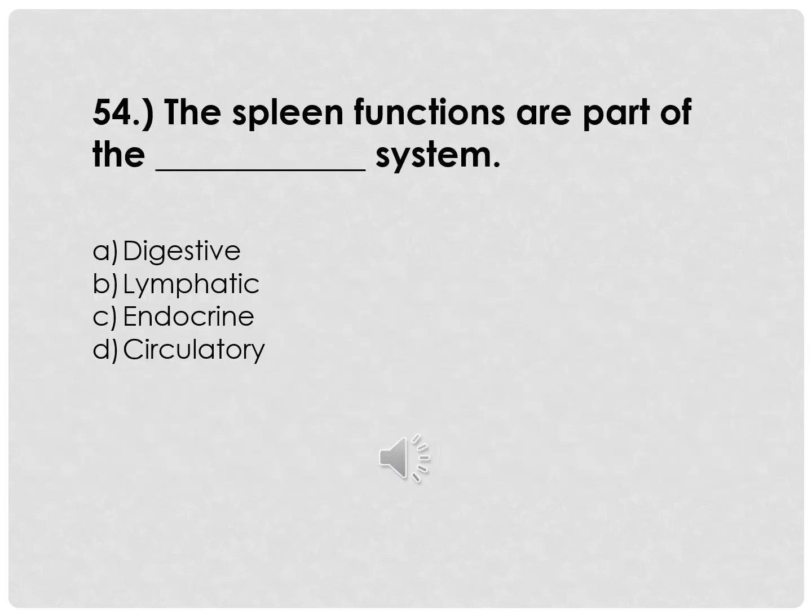The spleen functions are part of the blank system. So this question just requires that you know which system the spleen belongs to. The spleen is the largest organ in the lymphatic system, and it acts as a filter for the blood. So B would be the correct answer, lymphatic.